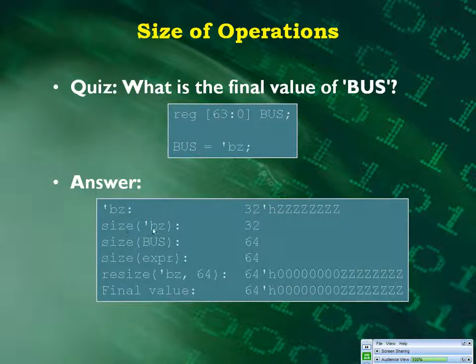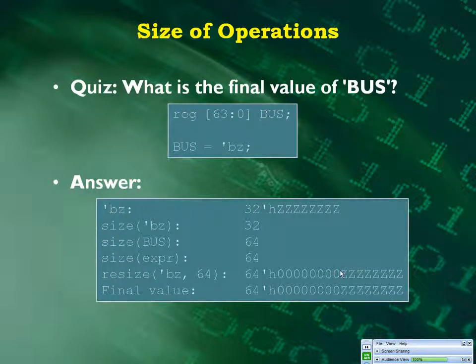Okay, so the size of tick BZ is 32. The size of bus, however, is 64. So in this case, we've got 64 on this side, and 32 on this side. We do this based on the maximum of either one of these, which in this case is 64. So the size of this expression is 64 bits. That means we resize this tick BZ to 64 bits. And how is it going to do it? With 0 filling. So the final value is going to be 64 tick hex this value.